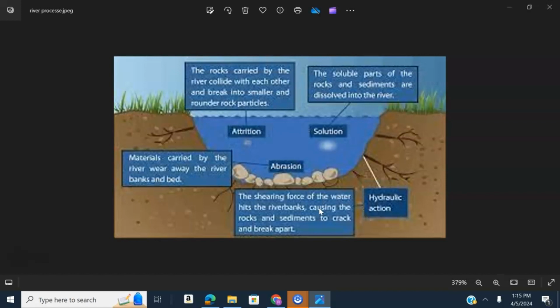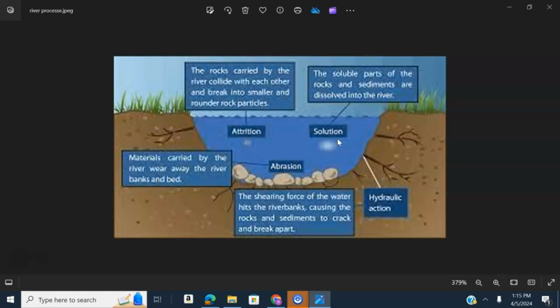Next we have corrosion, and this is a chemical action of water on the rocks. So some rocks such as limestone, they react chemically with water and are worn away. It's the same as solution. And then we have attrition. Attrition is the wearing away of the rocks carried by the river as they collide with each other. So the river may pick up large boulders near its source, but they are reduced to finer particles of silt as they approach the sea.